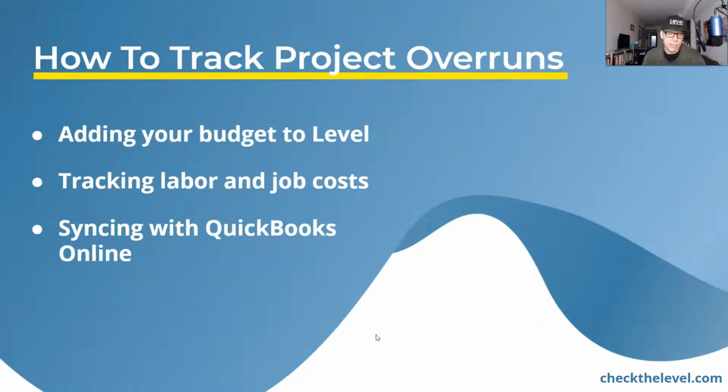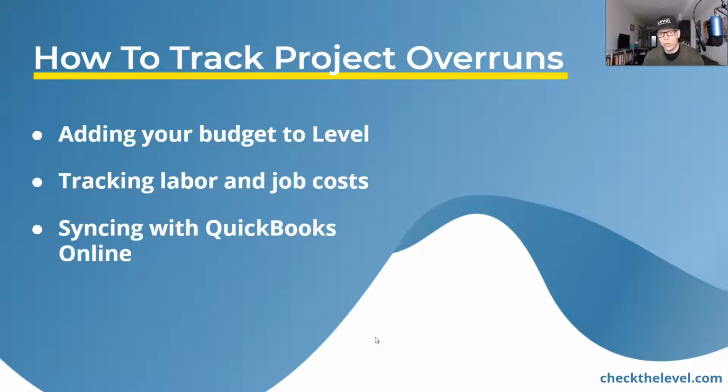The second response I get to this question is, "Yes, I do it, but it's a very manual process involving a binder of receipts and an Excel spreadsheet, sometimes a handwritten document." Today, I'm going to show you how easy Level makes comparing your actuals to your estimates, or tracking your project overruns, also known as slippage. In fact, it only takes a couple of minutes out of your week to track project overruns using Level.